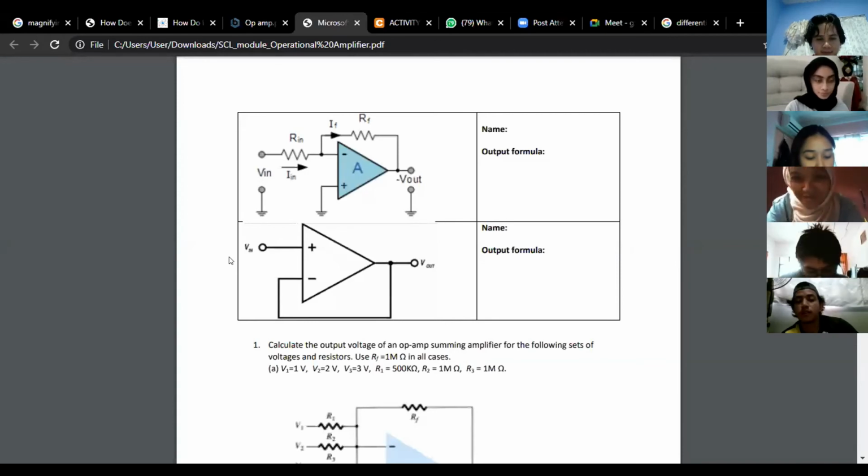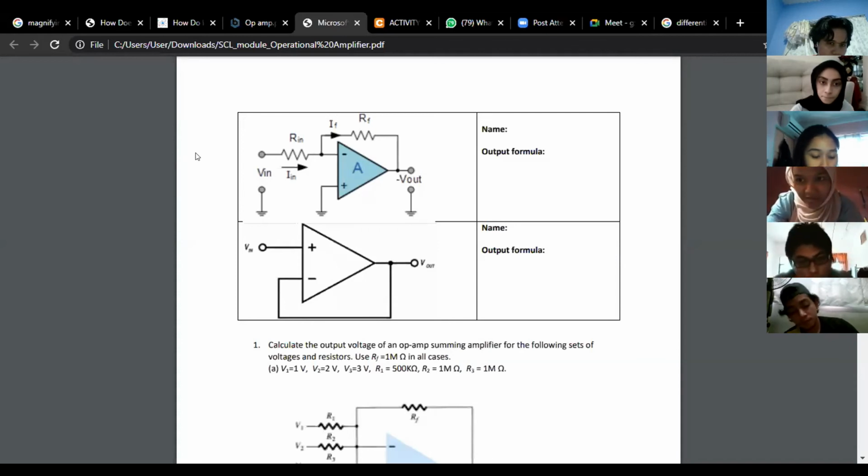Okay, so for configuration number 5, we have voltage buffer or voltage follower. This is one of the ideal operational amplifier. So the output formula is V out equals to V in.